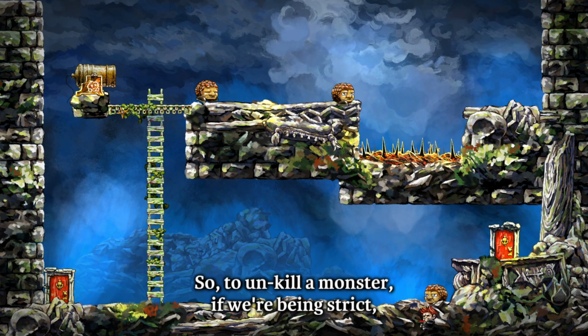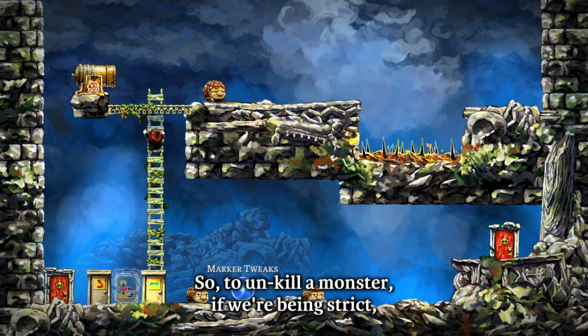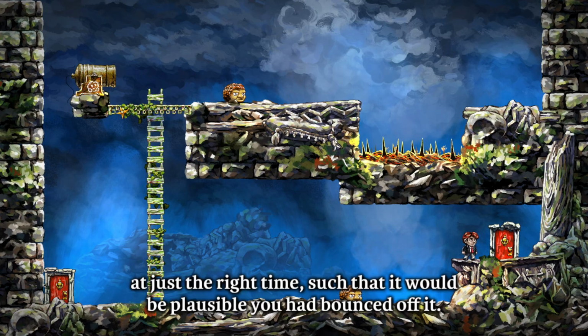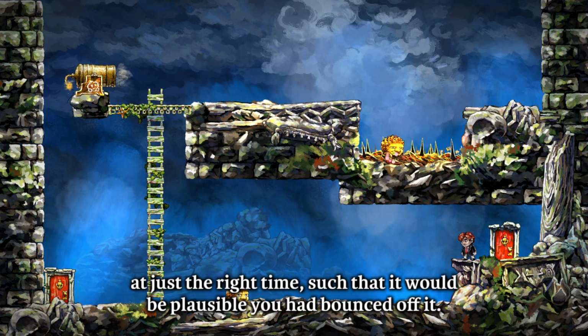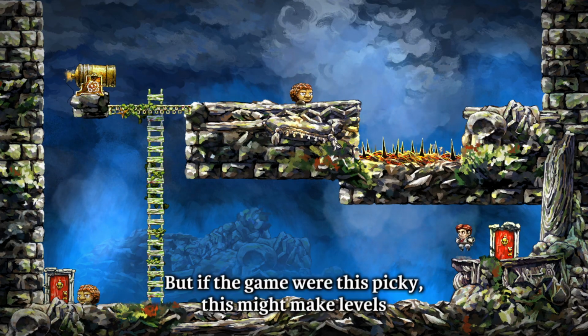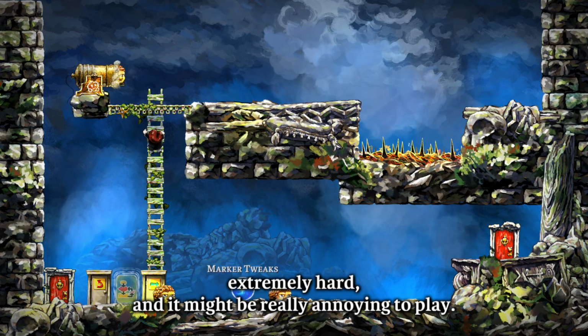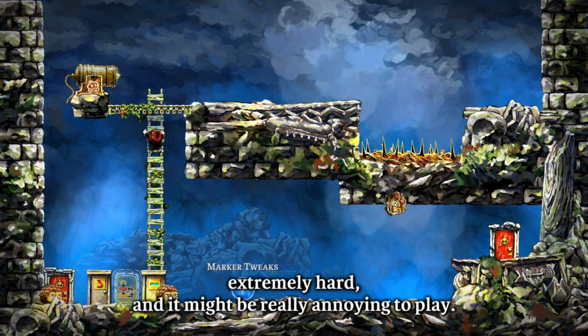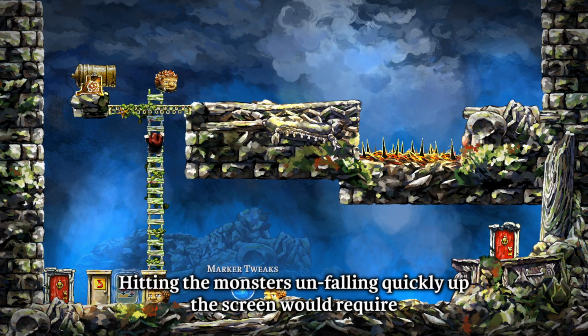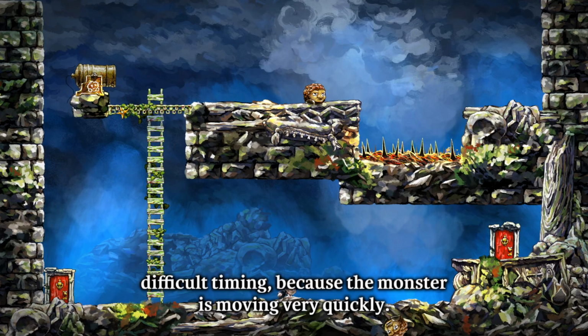So, to unkill a monster, if we're being strict, you would have to jump into the air right above the dead monster's head at just the right time, such that it would be plausible you had bounced off it. But if the game were this picky, this might make levels extremely hard, and it might be really annoying to play.